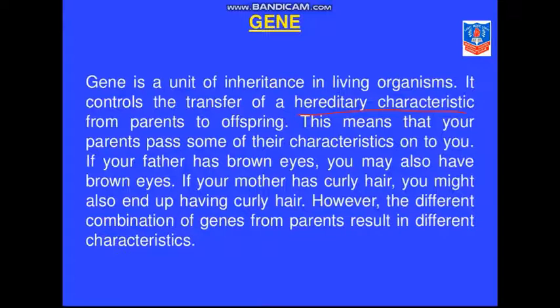This means that your parents pass some of their characteristics onto you. You all know that you have the sum of the characteristics of your parents. If your father has brown eyes, you may also have brown eyes. If your mother has curly hair, you might also end up having curly hair. However, different combinations of genes from parents result in different characteristics.